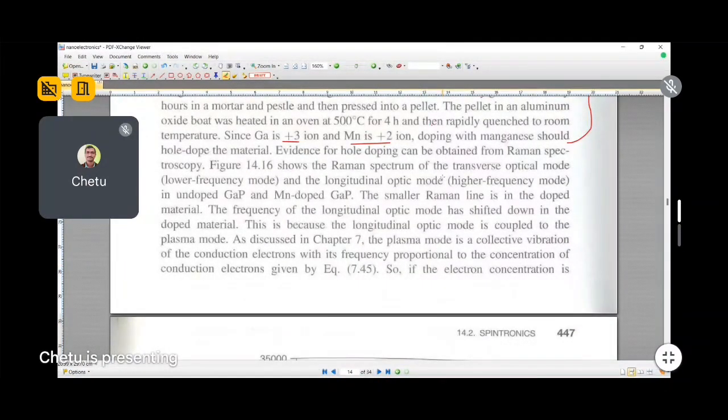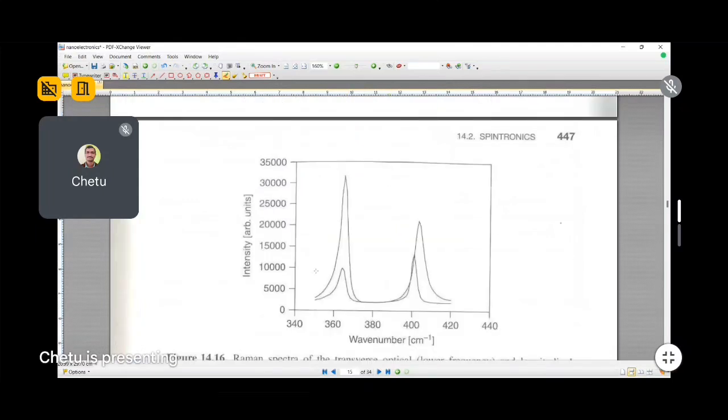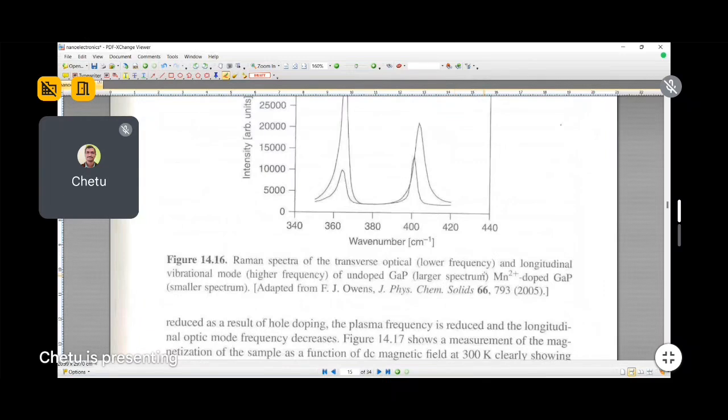How do we identify whether this hole doping is successful or not? That can be understood by Raman spectrum analysis. Raman spectroscopy shows the Raman spectrum of the transverse optical mode, which is the lower frequency mode, and the longitudinal optic mode, which is the higher frequency mode, in undoped GaP and Mn-doped GaP. One can see that there are two modes, the lower frequency and the higher frequency mode.